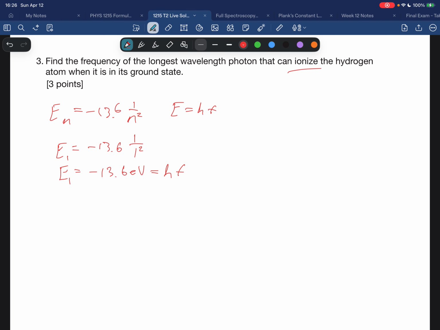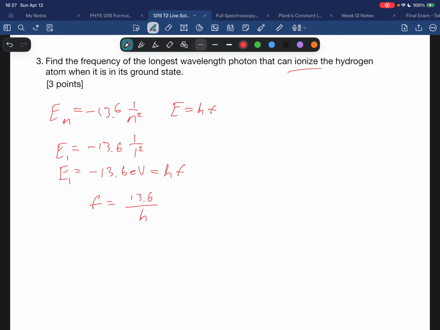The negative is here because this is a potential energy. It's like a binding energy. It's the energy you need to overcome to ionize the atom. So the photon will have to have positive 13.6 electron volts of energy to overcome this. So when I switch this to positive in the next line, that is why. So first I'm going to rearrange this. I'm going to say F equals 13.6 over H. So I'm going to divide everything by Planck's constant.